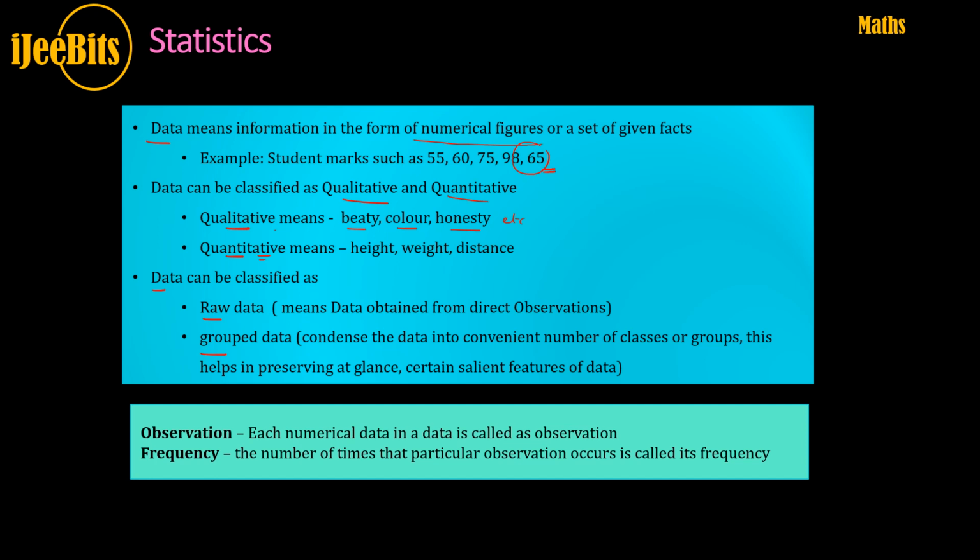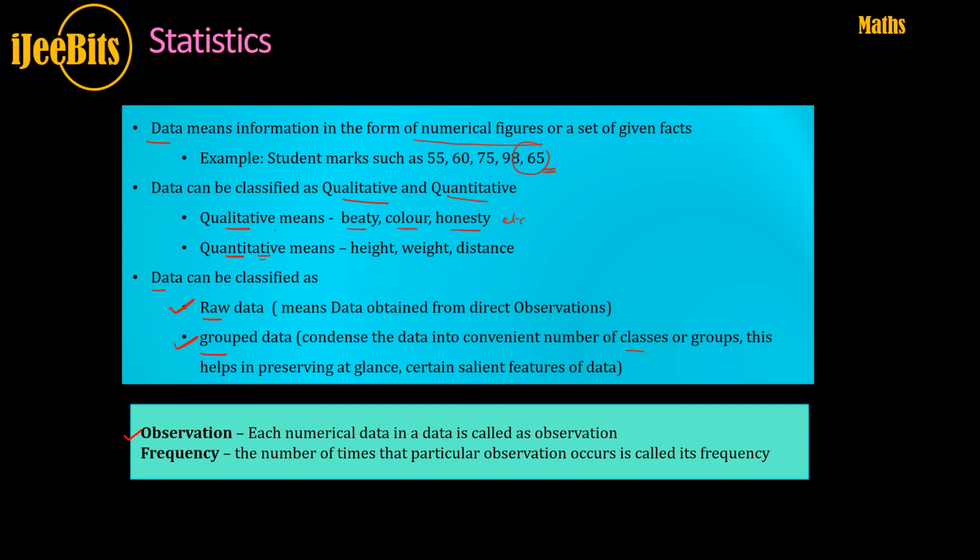So you condense the data into a convenient number of classes or groups, which helps in preserving, at a glance, certain salient features of the data. So you have to understand that raw data and grouped data are the two different kinds of data that you're going to deal with. Okay. Two more terms: observation and frequency.